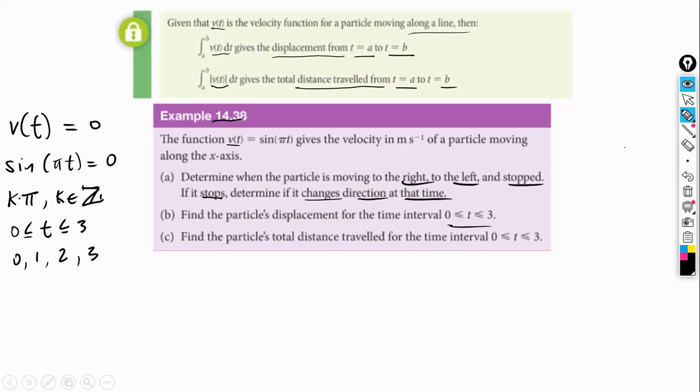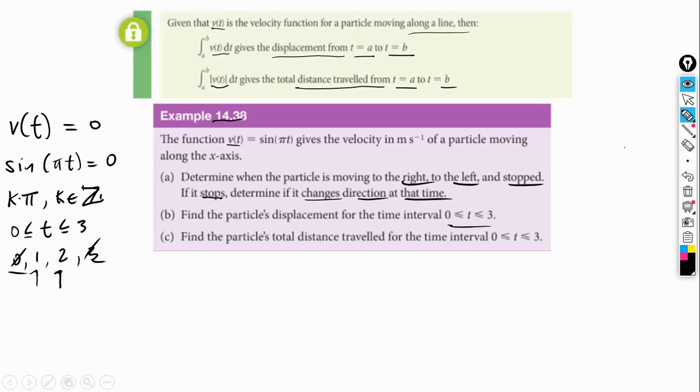But the thing is that at 0 and 3, we have endpoints. Now, that means there's no change in direction there, although the particle is stopped at that time, right? At time 0, 1, 2, 3, the particle is stopped. But again, like I said, because time equals 0 and time equals 3 are the endpoints of the interval, that means that the particle can only change direction at t equals 1 and at t equals 2.